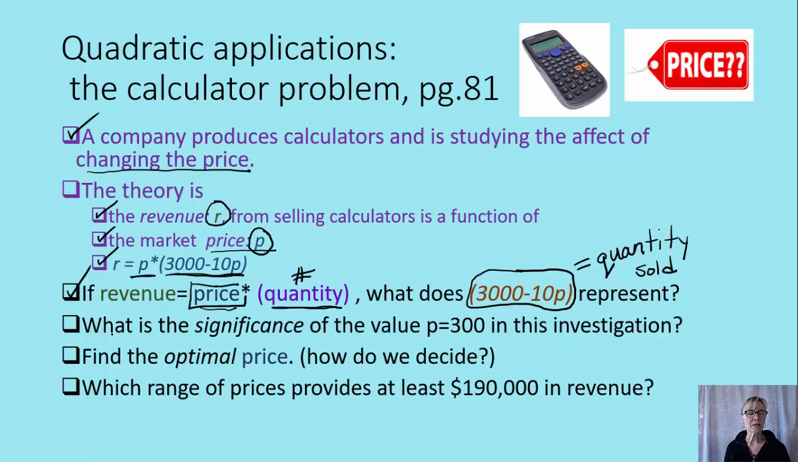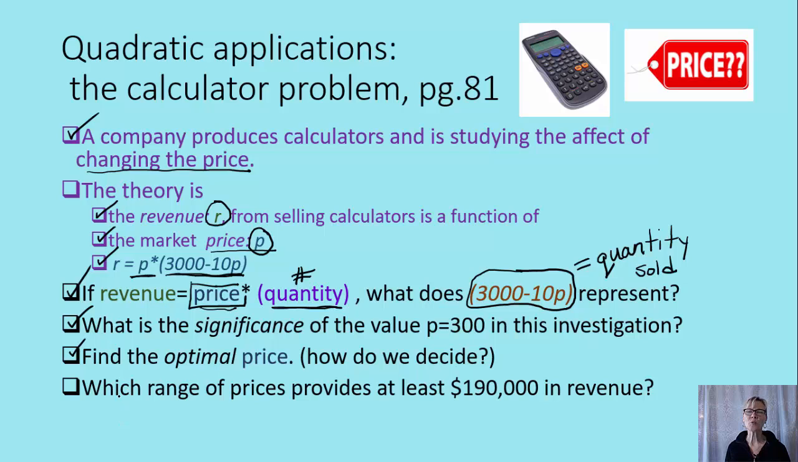All right. The other questions we're going to need to answer are, what is the significance of the value P equal 300? We'll check into that. And we need to find the optimal price. That's the goal of this whole problem, right? How do we decide what the optimal price is? So we're going to be looking at what price produces the best revenue, the biggest revenue. Sounds like a maximum, right? That's pretty typical for these problems.